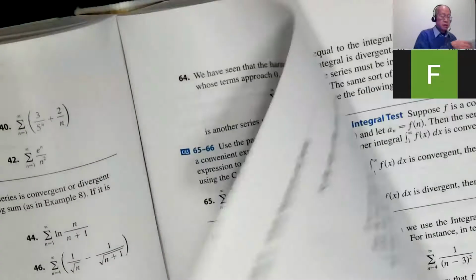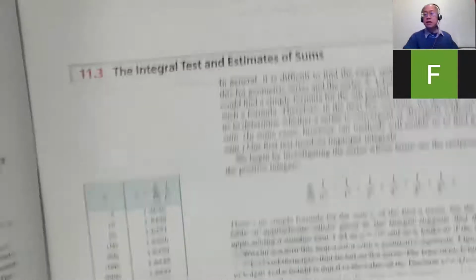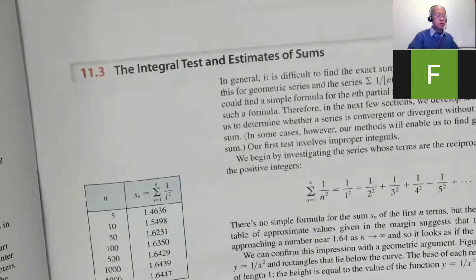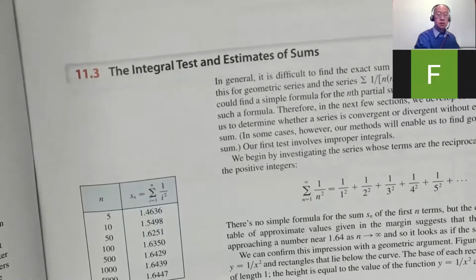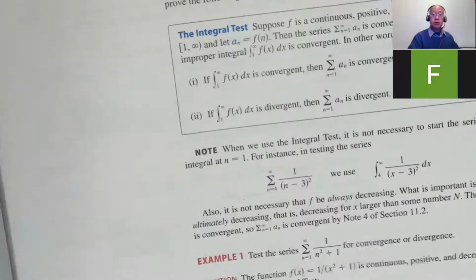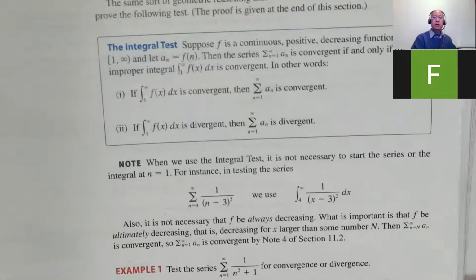As you might expect, you have to do some integration for this section. Okay, page 719. Integral test. It says in estimates of sums. We're not going to do the estimates of sums. We'll just do the integral test. Let me state the integral test. You can put this on your cheat sheet if you wish. Page 721.